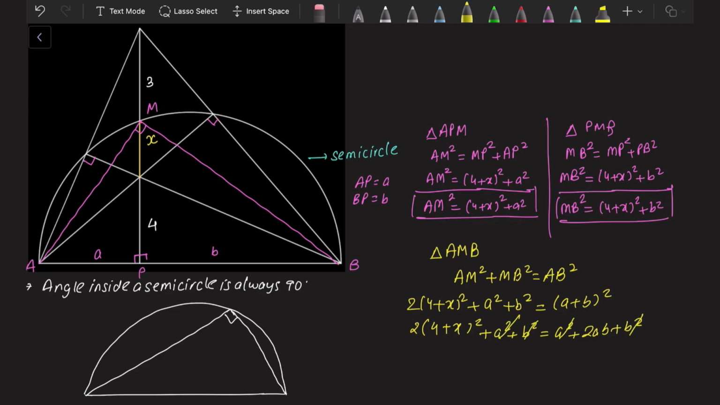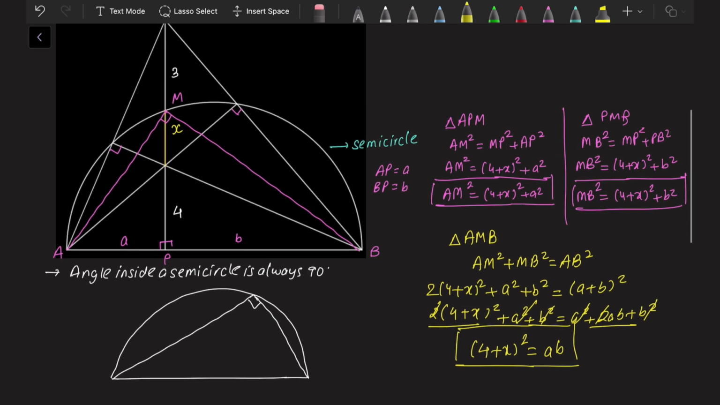A square and b square got cancelled out, and finally we will have this equal to 2ab, so 2 and 2 can also be cancelled out. Hence (4 plus x) the whole square is equal to ab. So nice, the variables that we put from our side in this question were a and b, and we have got their product in terms of x. Let this be an important equation 1.